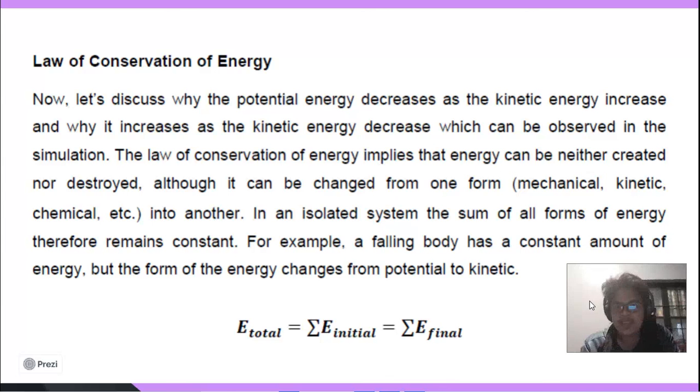In an isolated system, the sum of all forms of energy therefore remains constant. If you are just changing from one form of energy to another, the total energy is not changing. So therefore it will always remain constant. Why?